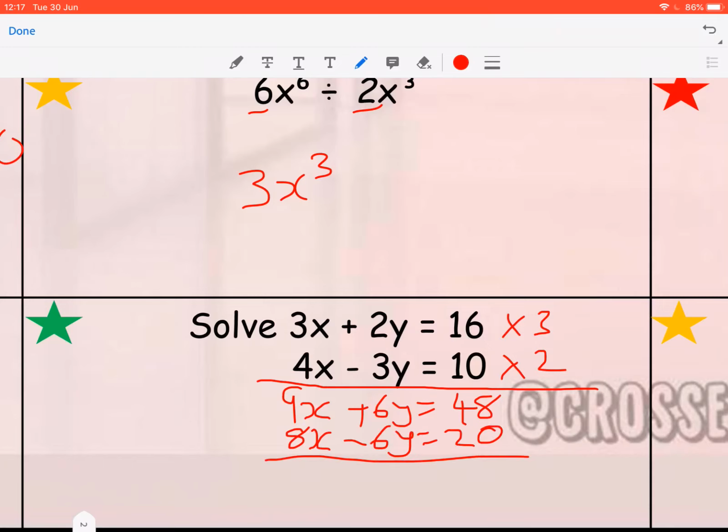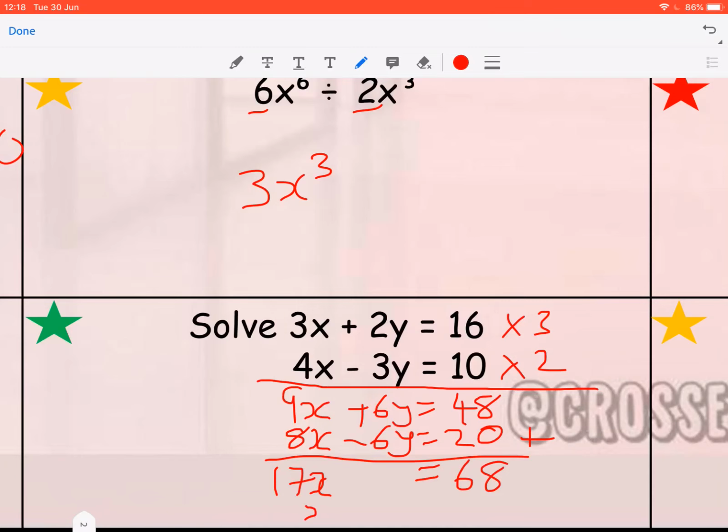Now if I add those two together, you end up with 17x, the 6y's cancel out, 48 plus 20 is 68. The reason we added them together is because you want to cancel them out. If they were both positive, I would have taken away to make them disappear. If you add a minus and a plus and it's the same value, they cancel.